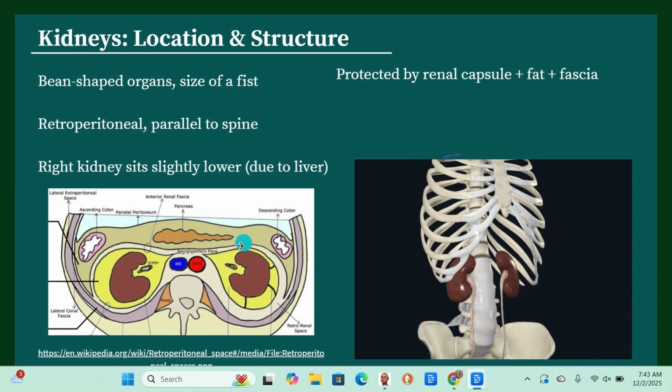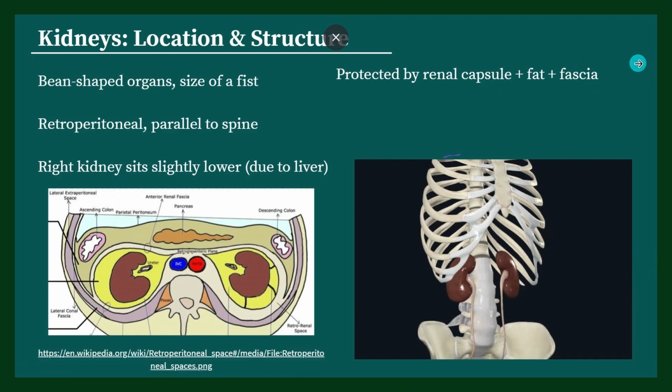The renal capsule, that's what it's called. The renal capsule is what protects the kidneys. I didn't see it in here. It's not listed in here, but yes, fat and fascia are what protect the kidneys. There's always something protecting an organ.